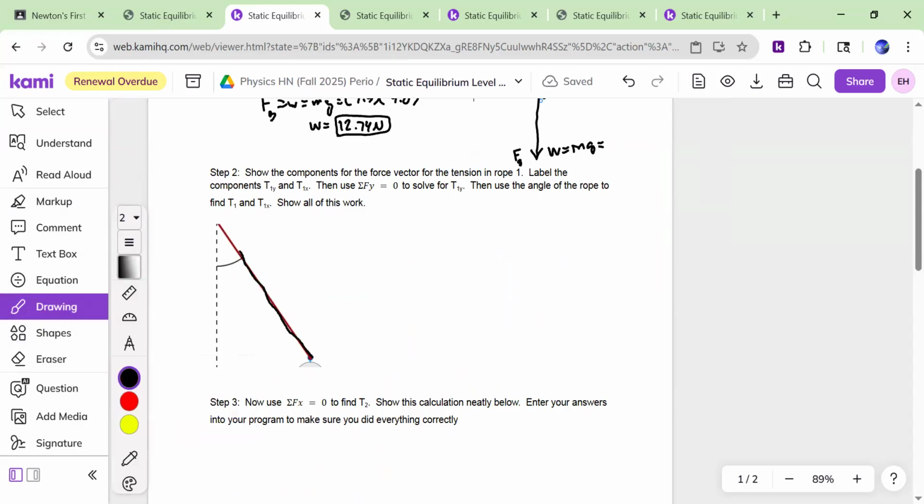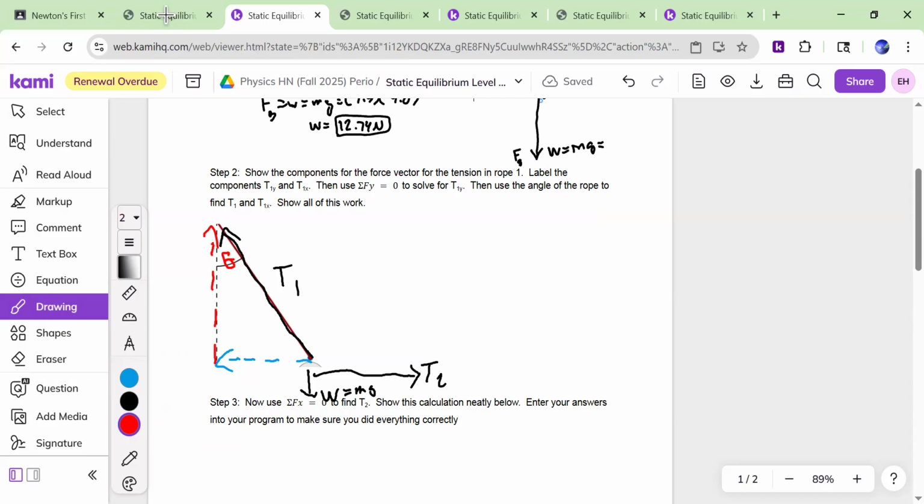Let's redraw that again. So I've got my tension 1. I've got my tension 2. I've got my weight going straight down. Weight equals mg. And you saw me make a tension component going to the left, and then another tension component going up right here. And this is my angle theta right there.